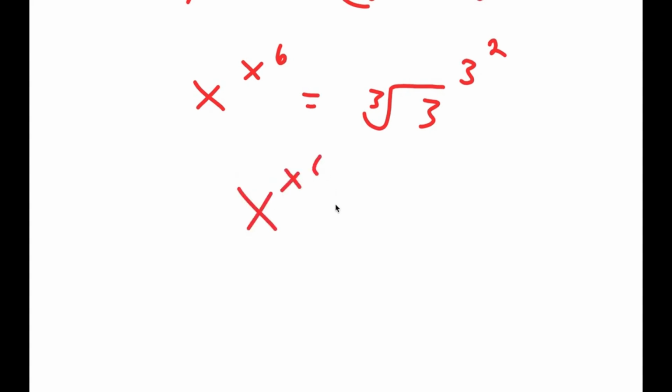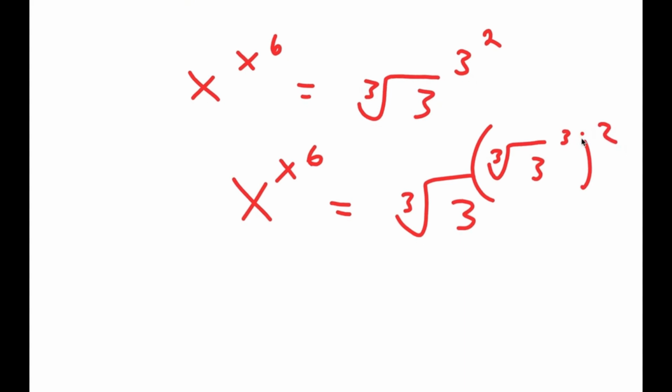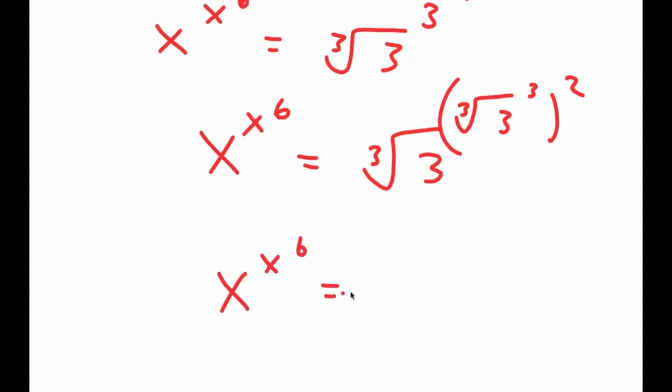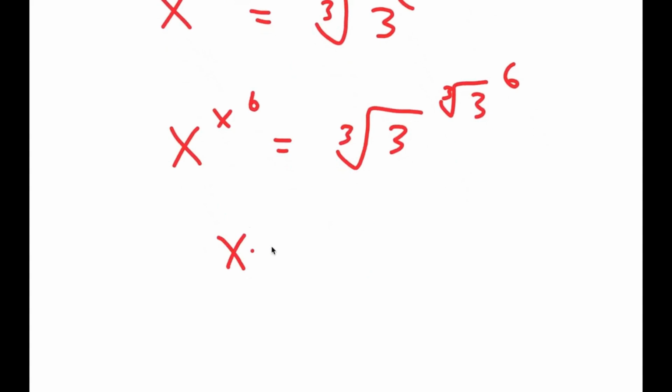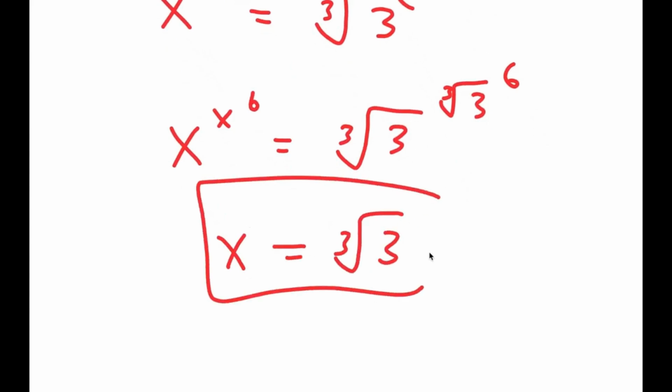Now from here, I get x to the power of x to the power of 6 is equal to the cube root of 3 to the power of the cube root of 3 to the power of 3 to the power of 2. And this is equal to the cube root of 3 to the power of the cube root of 3 to the power of 6. Meaning x is equal to the cube root of 3 because it's in the form x to the power of x to the power of 6.